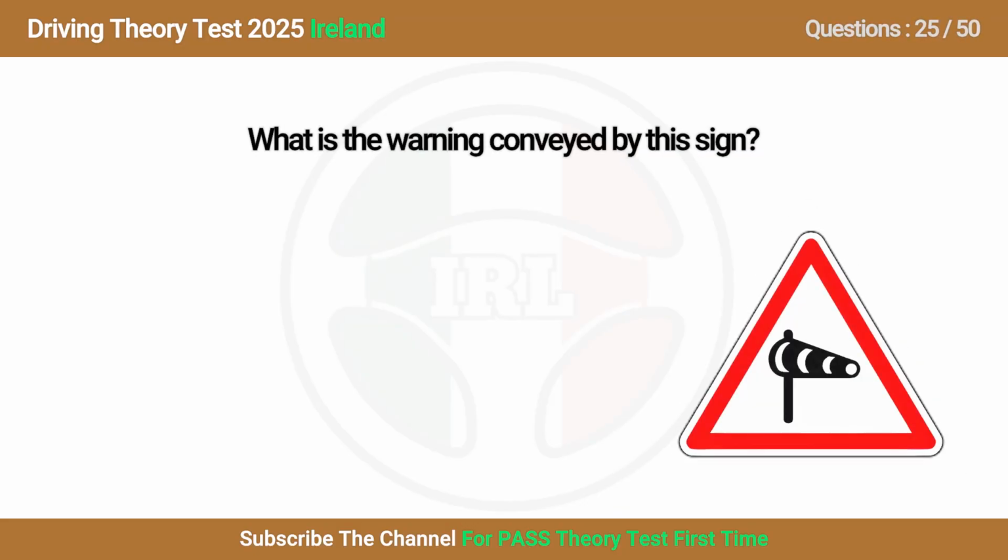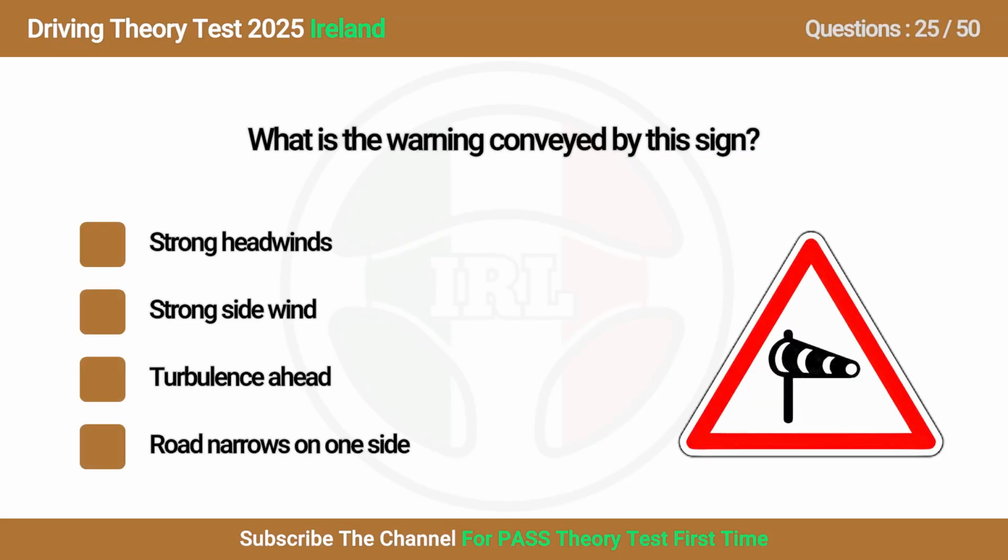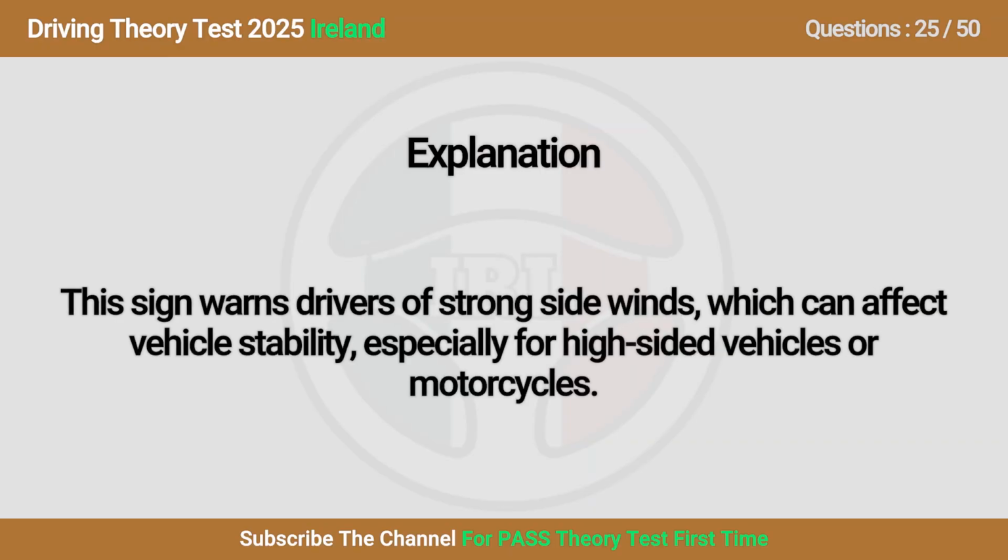Question 25. What is the warning conveyed by this sign? A. Strong headwinds. B. Strong side wind. C. Turbulence ahead. D. Road narrows on one side. Answer is B. Strong side wind. This sign warns drivers of strong side winds, which can affect vehicle stability, especially for high-sided vehicles or motorcycles.